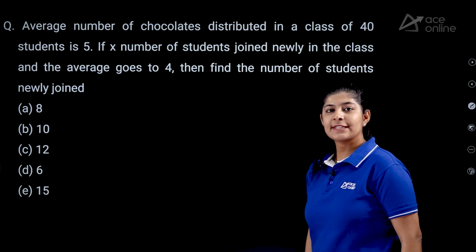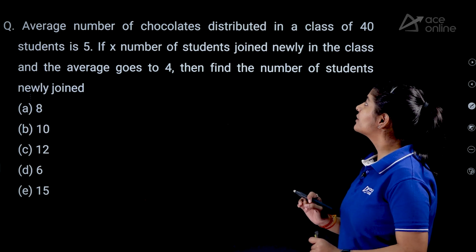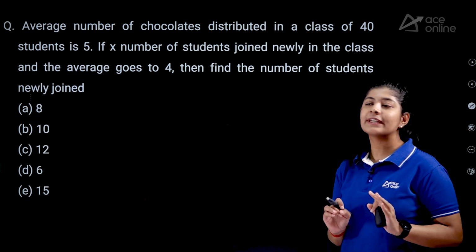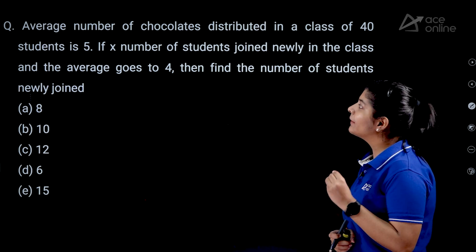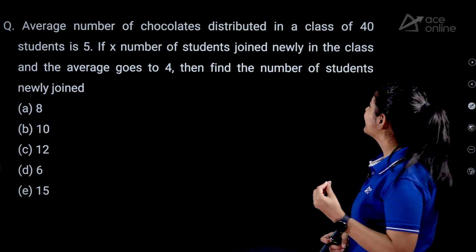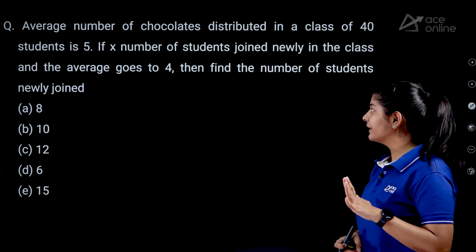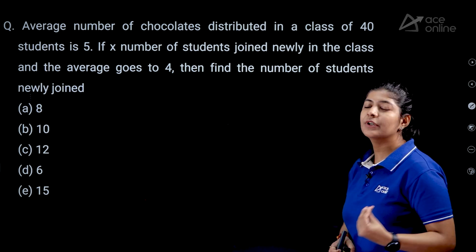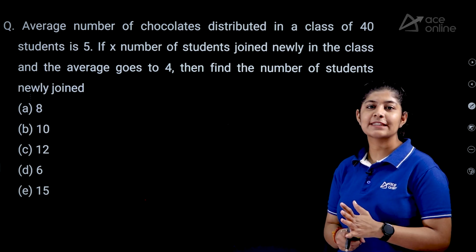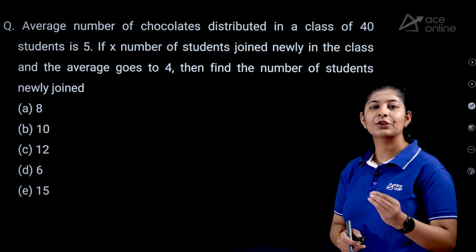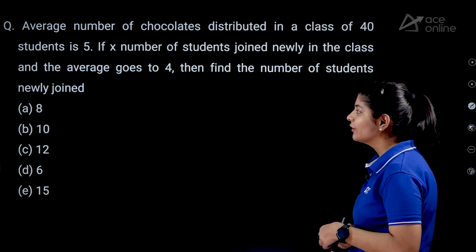The next question says that the average number of chocolates distributed in a class of 40 students is 5. If X number of students join newly in the class and the average goes to 4, that means the average is decreased, then find the number of students newly joined. Again, this is a very simple question. All you need to do is find the difference first, and after that you can easily calculate the newly joined students.